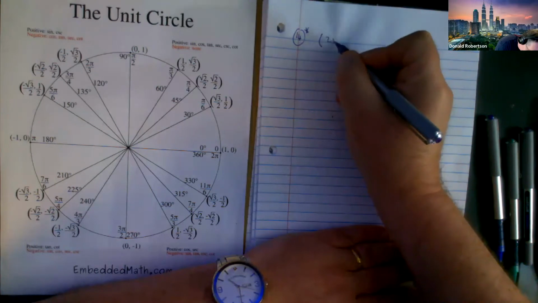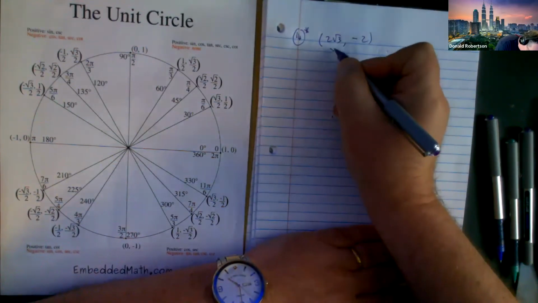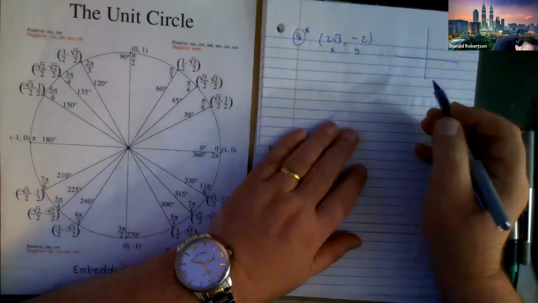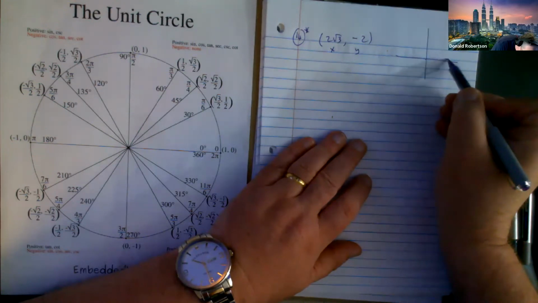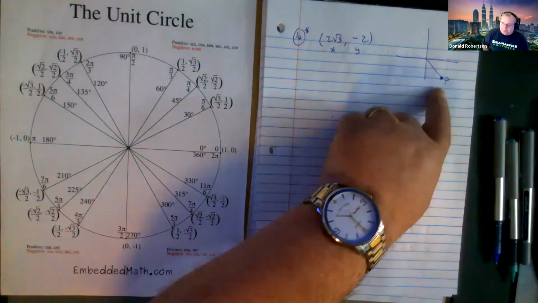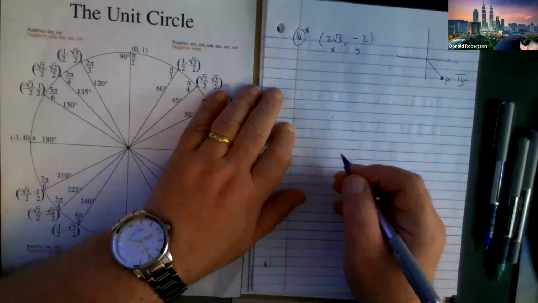In Cartesian, I have 2 root 3 negative 2, and that's my x, and that's my y coordinate. And if I plotted the point 2 root 3 negative 2, it would be basically down here, right? It's in the 4th quadrant. That's going to be important in a few moments.